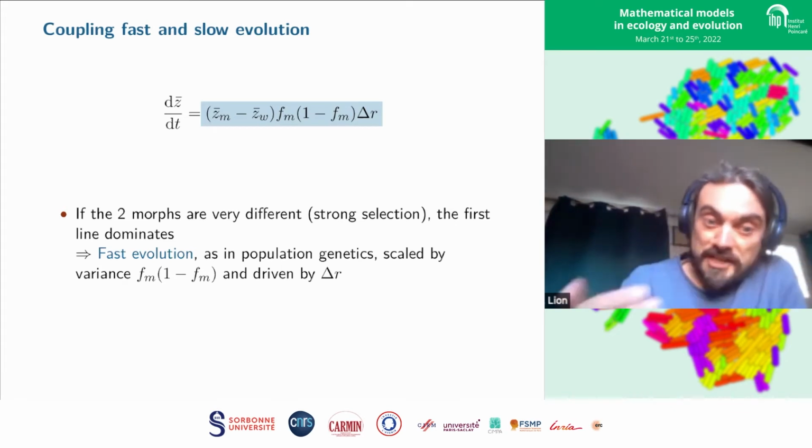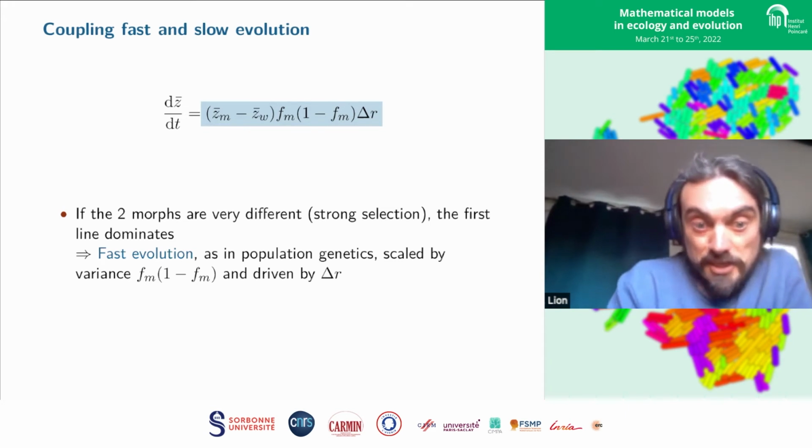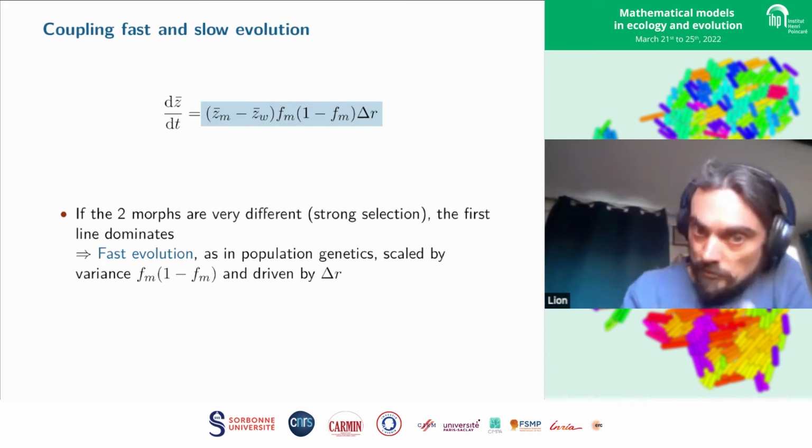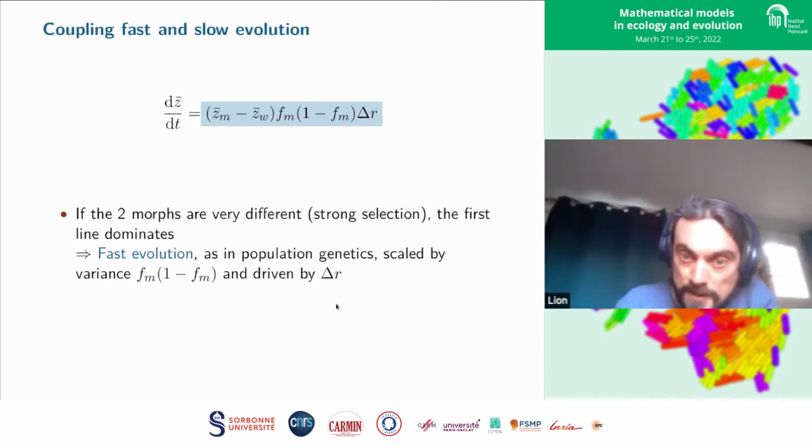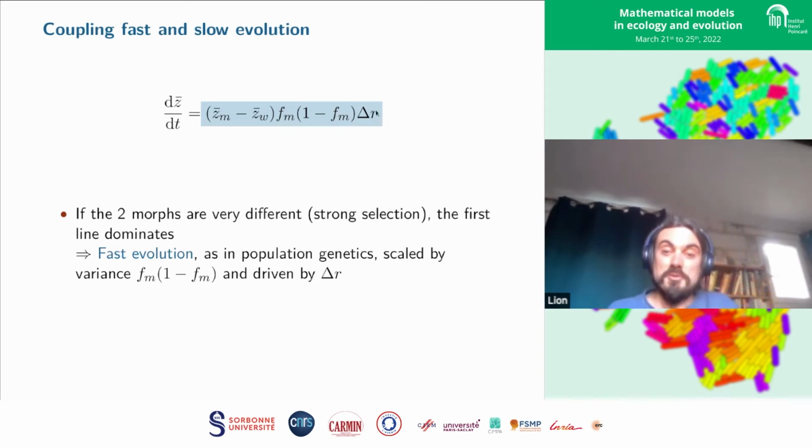And the first line in this case will dominate, and we have fast evolution. It's like population genetics, where everything is driven by the change in variance. And so we have a variance, population genetics variance, FM times 1 minus FM, multiplied by the selection coefficient, which is given by the difference in growth rates between the two morphs.